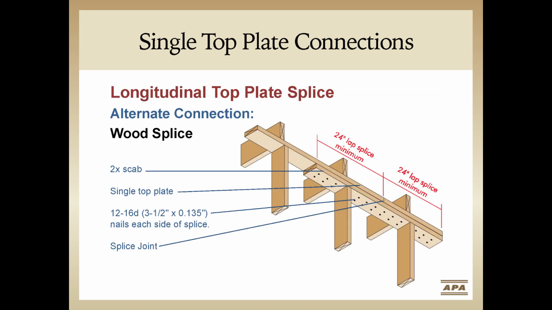It may be possible to substitute wood cutoffs in lieu of the code prescribed metal splice plates. With proper nailing, these can splice a single top plate. The use of wood cutoffs optimizes material uses and minimizes waste. And by placing the splice below the plate, it's also easier to inspect.